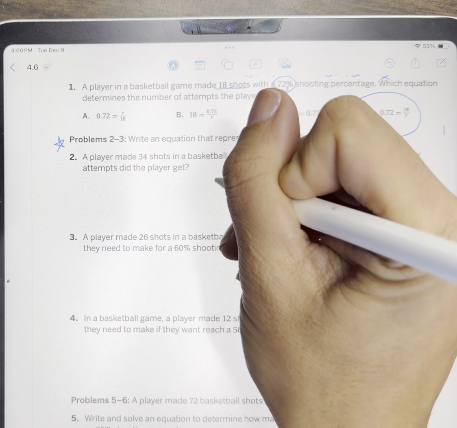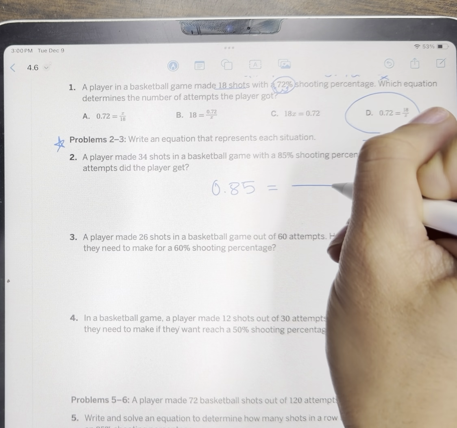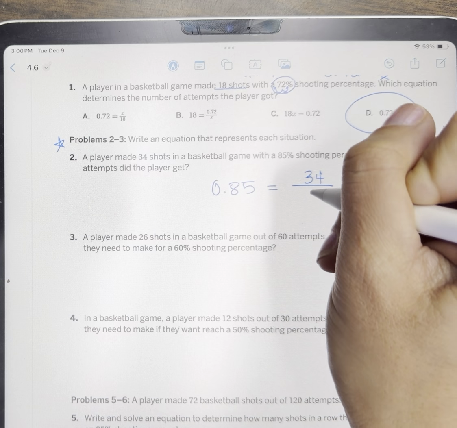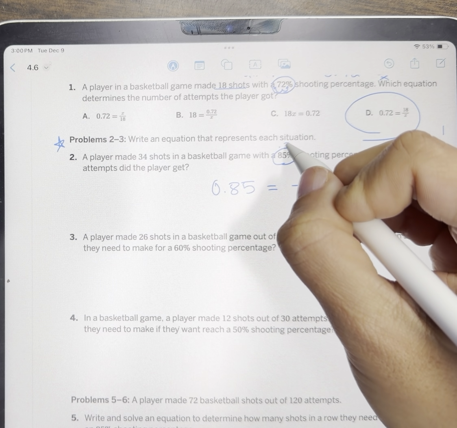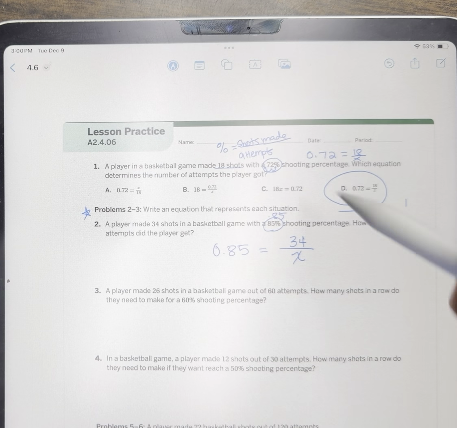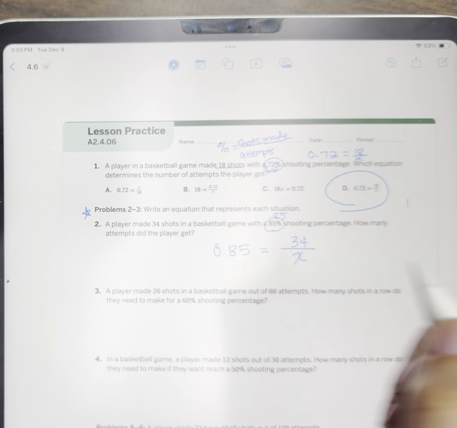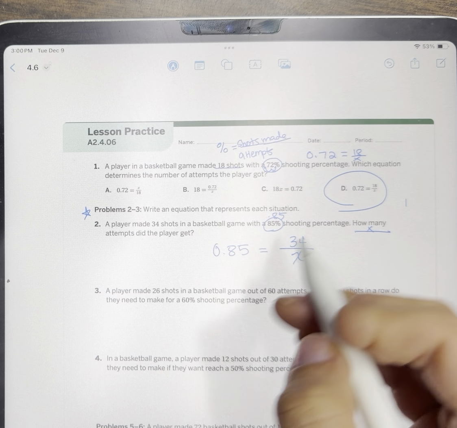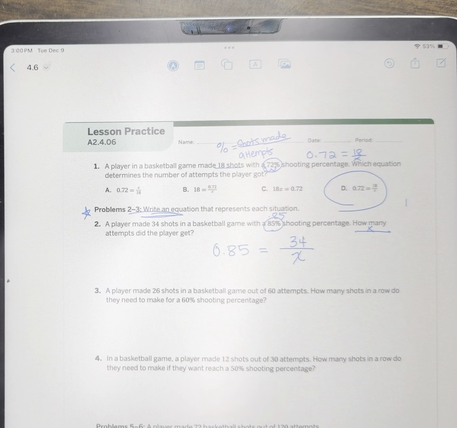Okay, so a 0.85 has to equal shots made divided by attempts. So just this is 0.85. It's the percentage. Remember this formula, shots made goes on top. Attempts is unknown. When it's unknown, when they say how many, that's x. Boom. And again, they didn't say solve, so I'm inclined to leave it like this.